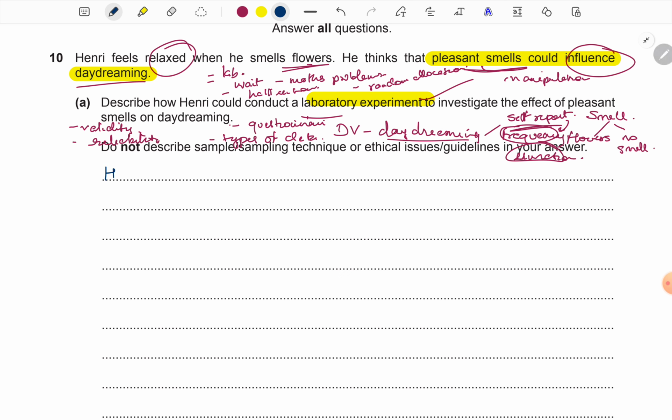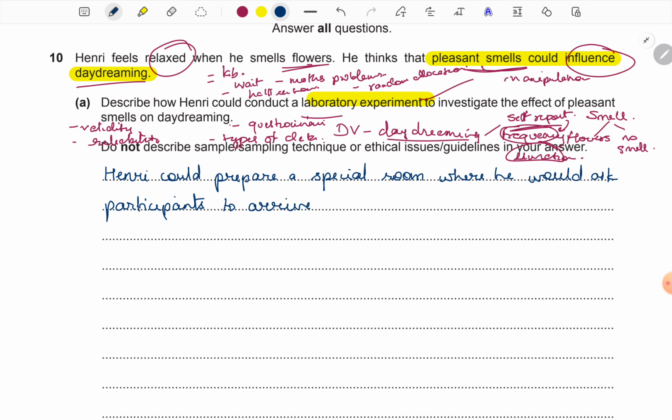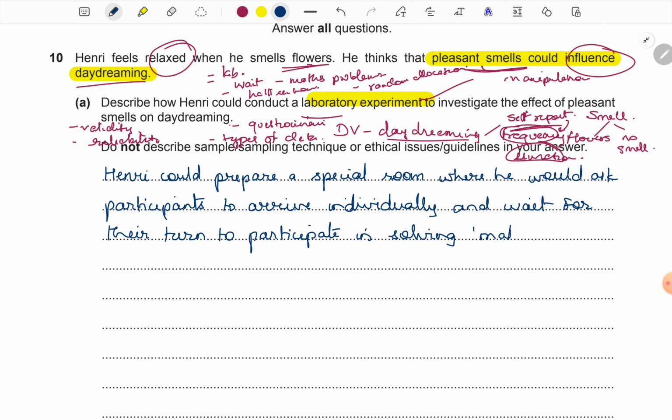Again, I will use wording from the question. So Henry could prepare a special room where he would ask participants to arrive individually and wait for their turn to participate in solving maths problems.